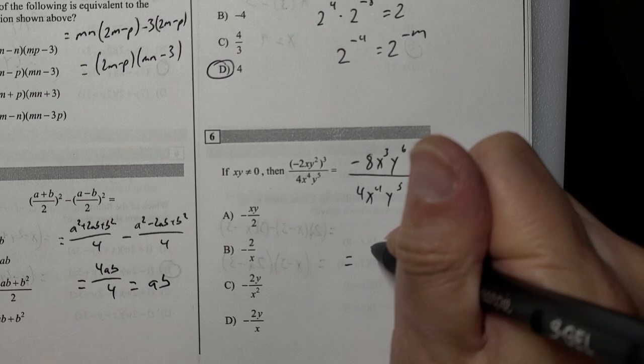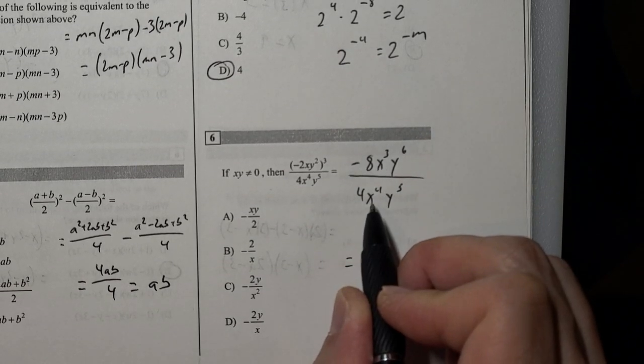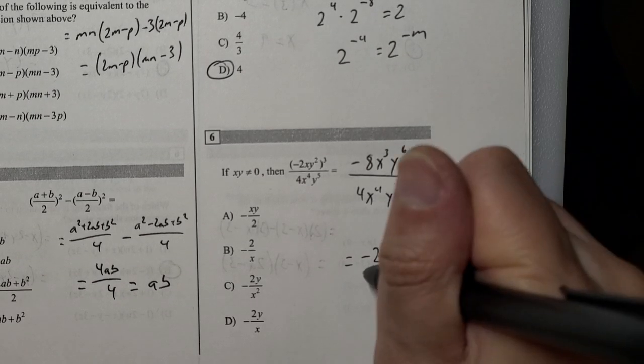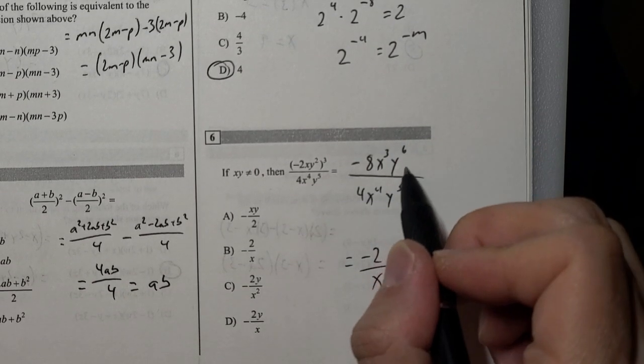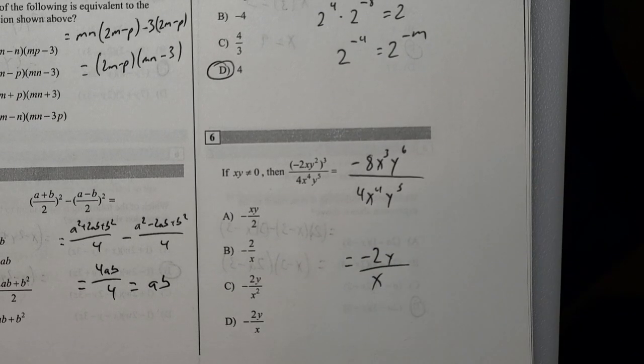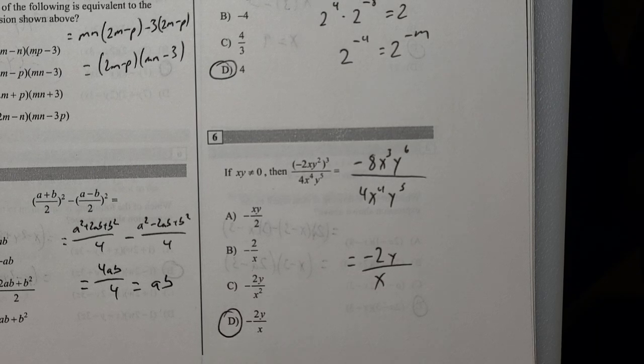Minus 8 divided by 4, that is negative 2. X cubed over x to the 4th, that's x to the 3 minus 4, which is x to the negative 1, which means x is on the bottom. Y to the 6 divided by y to the 5th, that's y to the 6 minus 5, which means y is on top. Minus 2y over x. Answer is D.